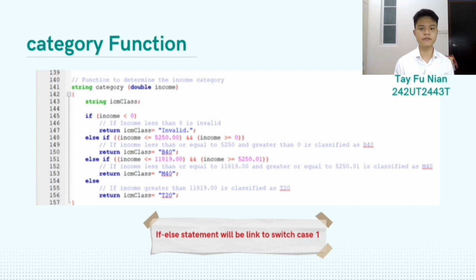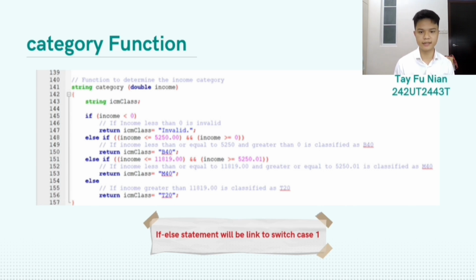As you can see, the string IM class is to declare IM class as a string variable to store the income categories such as invalid, B40, M40, and T20 based on the input household's income. We are using an if-else statement to classify the input household's income. If income, which is the household's income of user input, is less than 0, it will be classified as invalid.